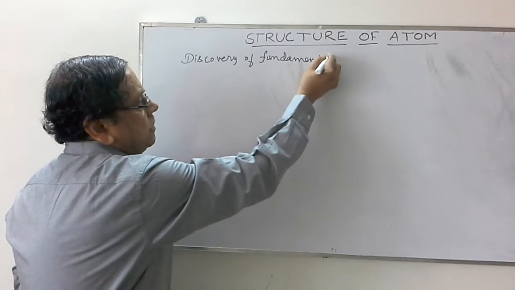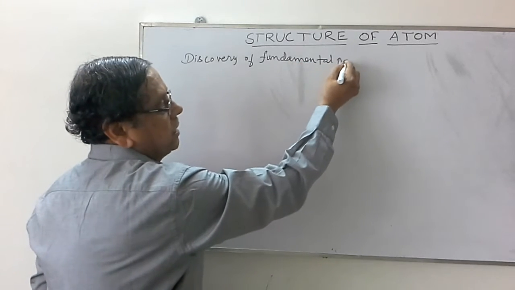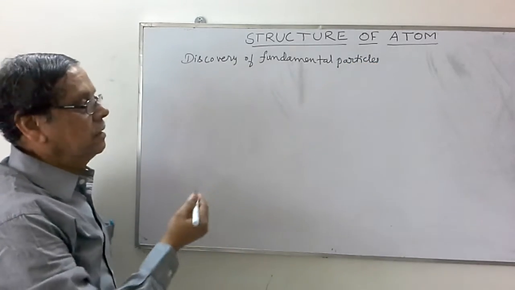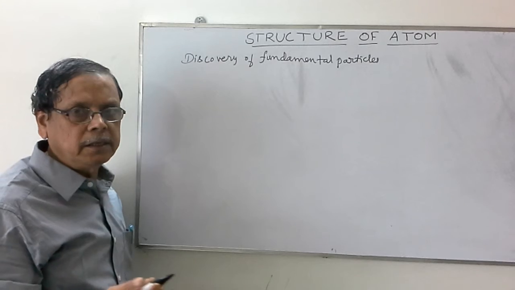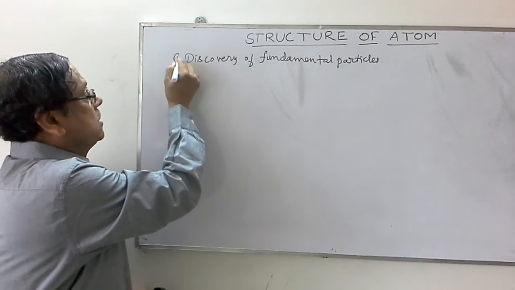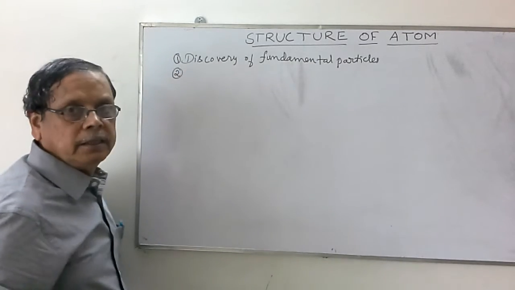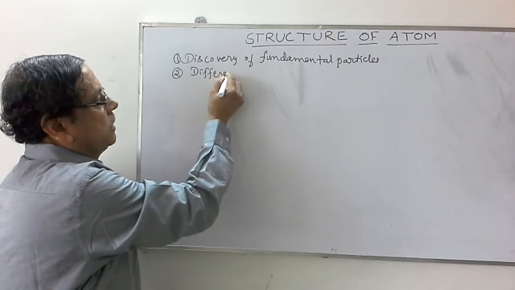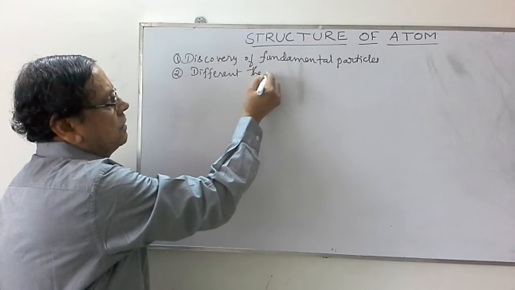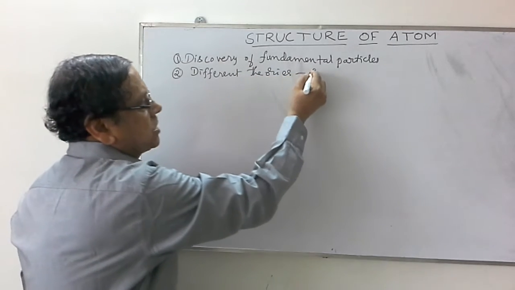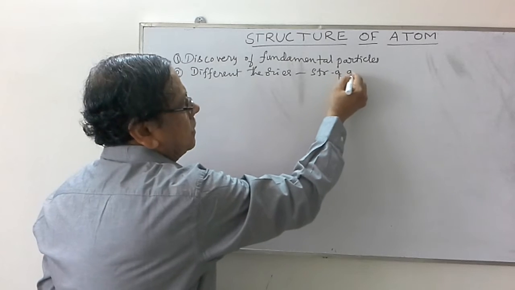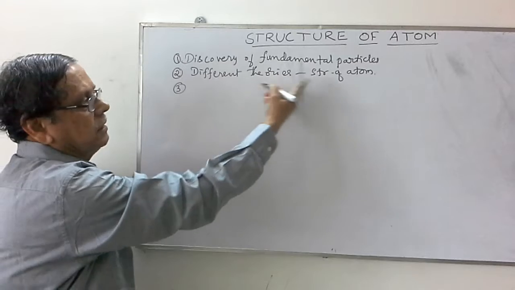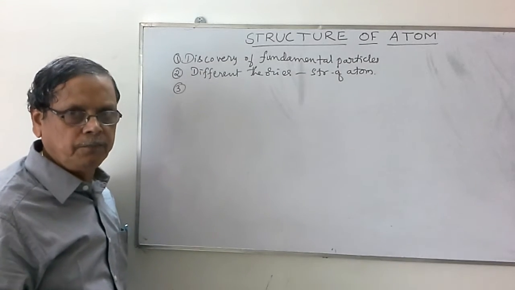The next one, the fundamental particles that we study in this one are the electron, proton and neutron. So this is the first concept that we study. The second one is different theories to explain the structure of atom. Along with these different theories, we will study the limitations also.